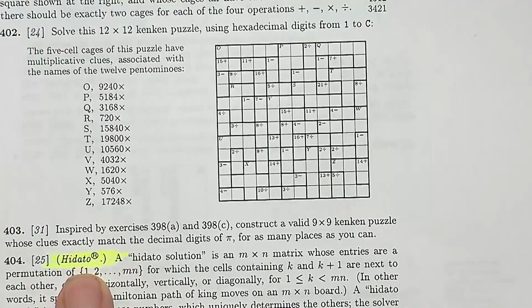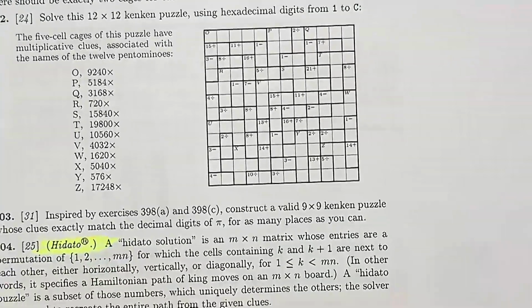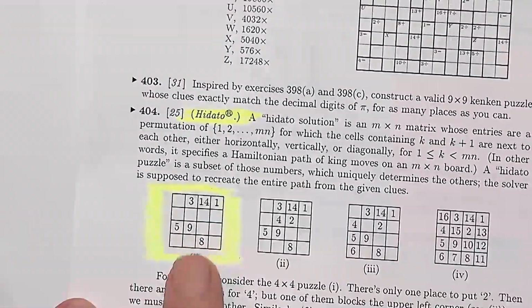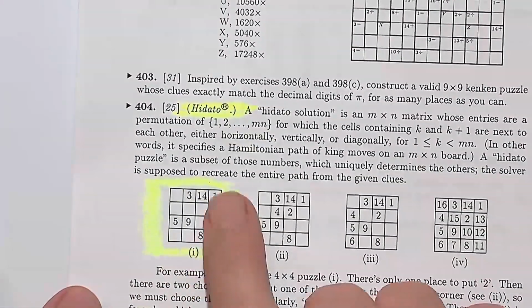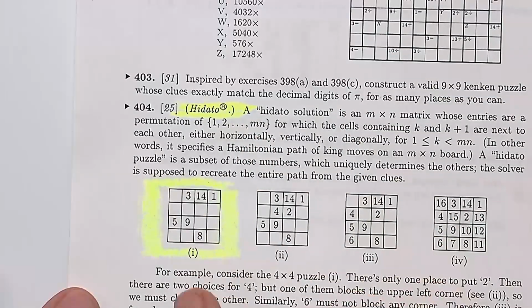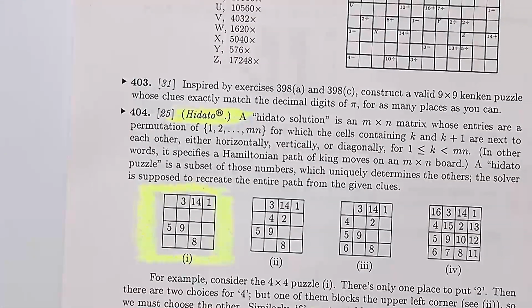And that sounds Japanese too, but it actually comes from Israel. But it's a completely different idea. Here we're given some numbers, and we're supposed to fill in the rest so that we get the numbers, in this case 1 to 16, that form a path of a king on a chessboard. So a king covers all 16 squares, and it starts at 1.